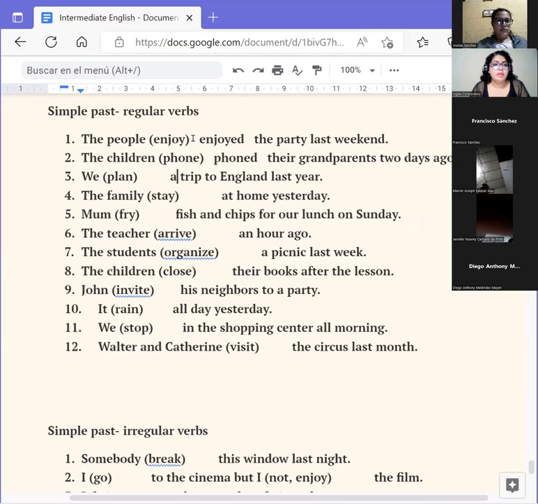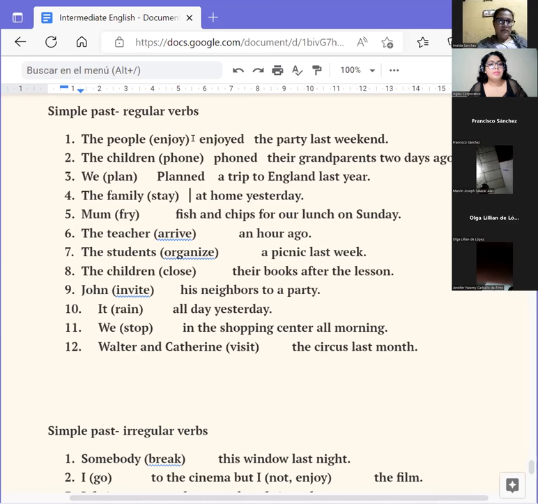Nice. Then we have: we plan a trip to England last year. Plan in past. In this case, are we going to double some consonants or not? Double N. That's good.